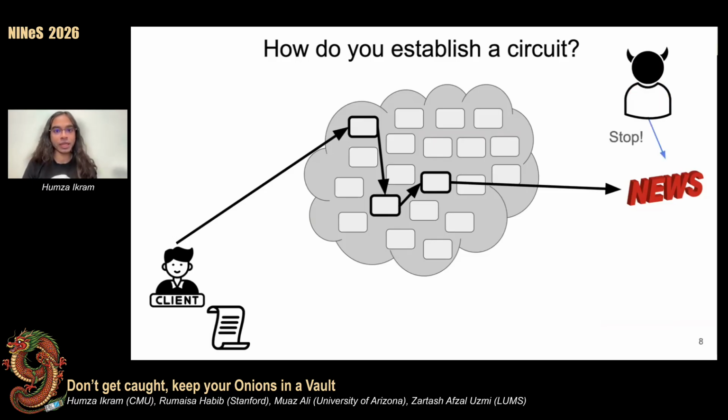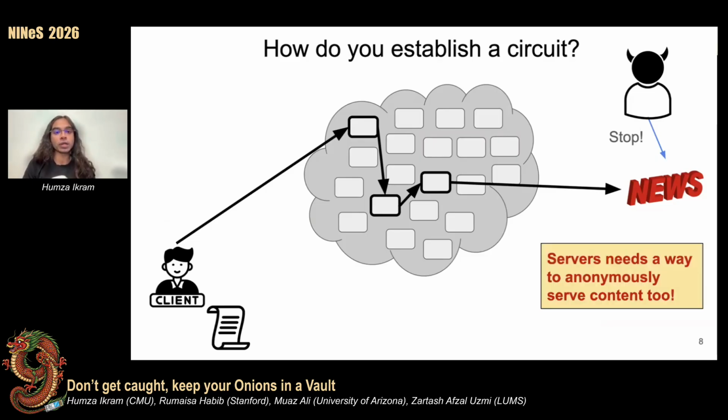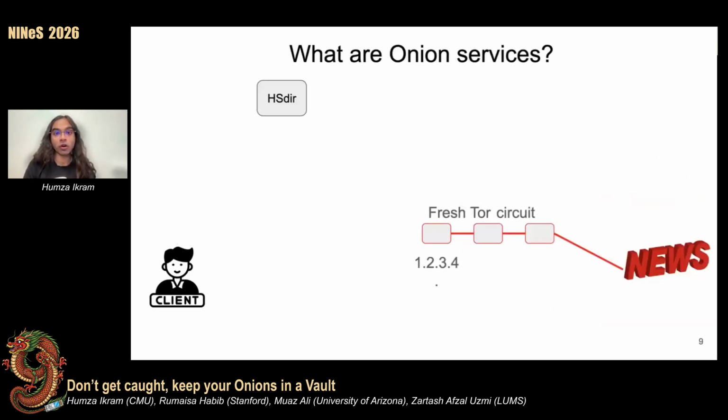And an adversary can't do anything to you, but what they can do is try to stop the content you're trying to access. So yeah, we want servers and content providers to also have a way to stay anonymous. And Tor also allows for that. They call them onion services. That's where our title also comes from, onions.